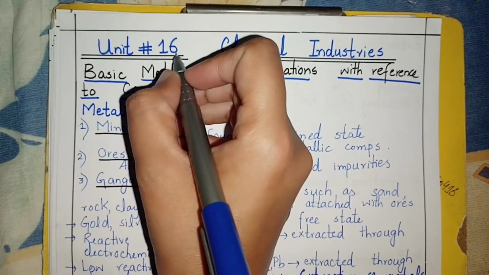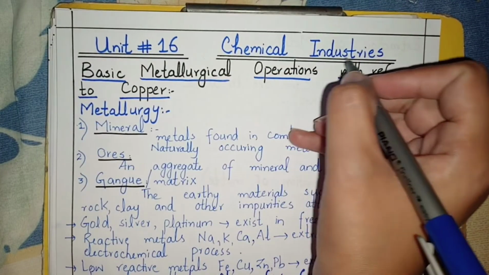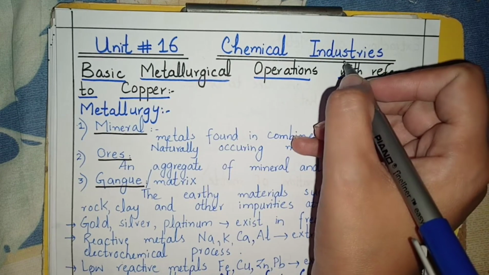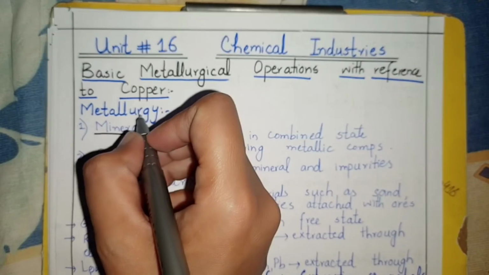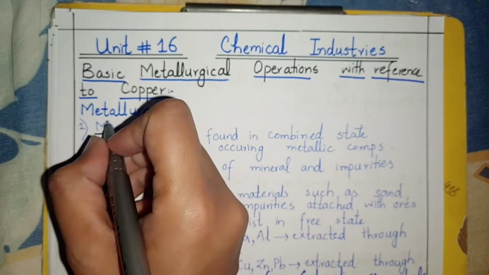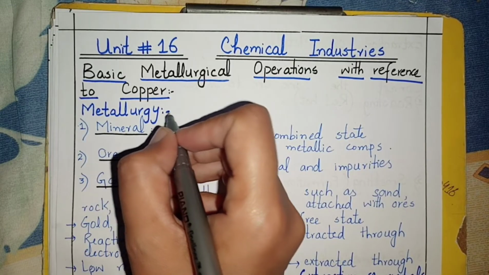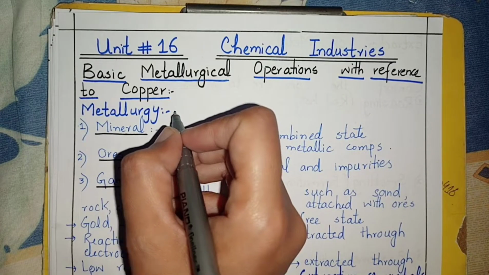Unit number 16, Chemical Industries. In this chapter, we will discuss about the metallurgy, which is very important for the upcoming test.